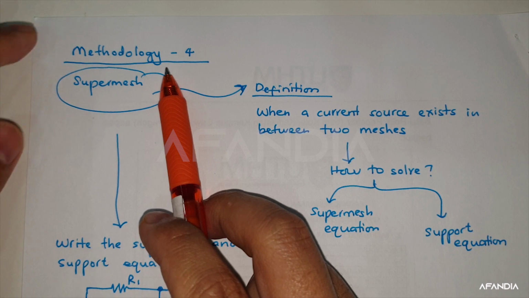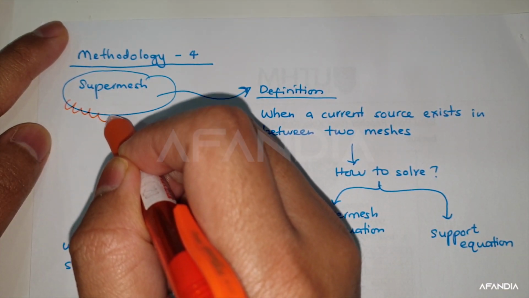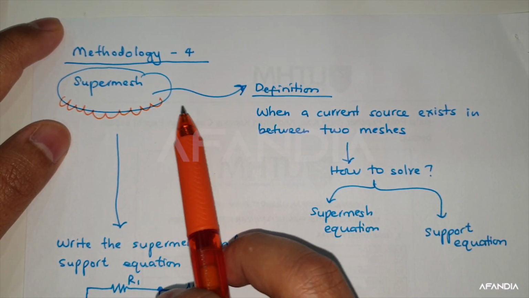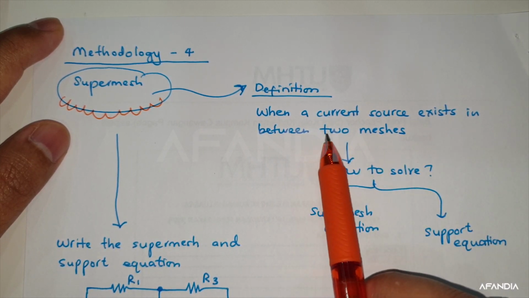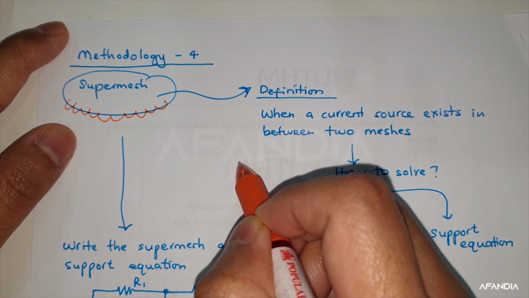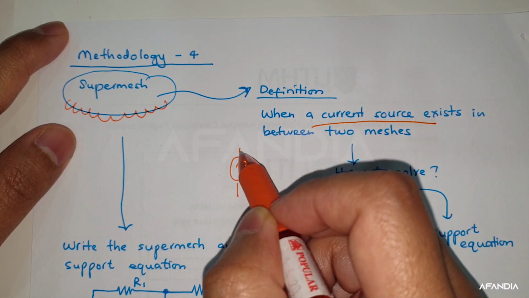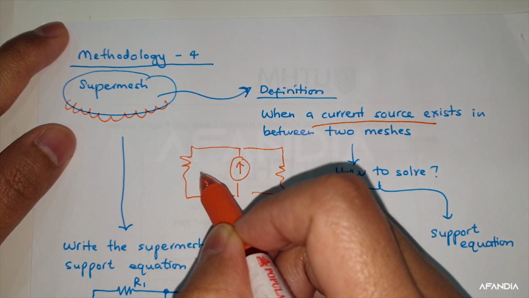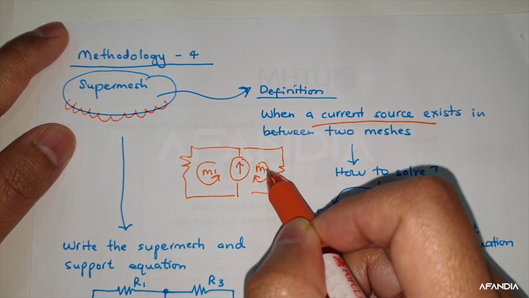Let's continue with our methodology 4, whereby we need to deal with supermesh condition. What is actually supermesh condition? Supermesh can be defined when a current source exists in between two meshes. For example, if you have this circuit, this current source exists in between two different meshes. For example, like this.